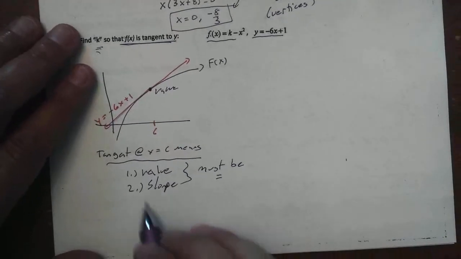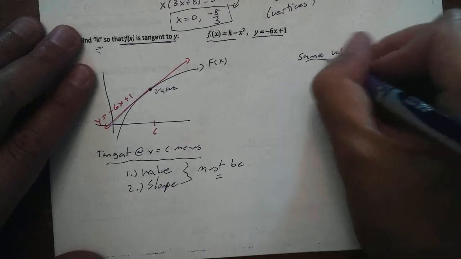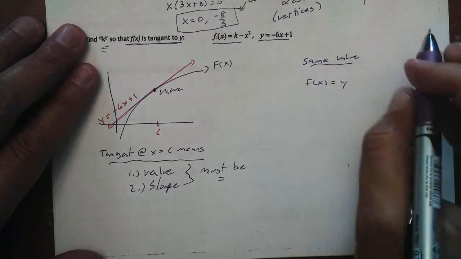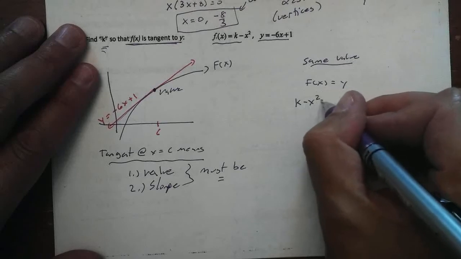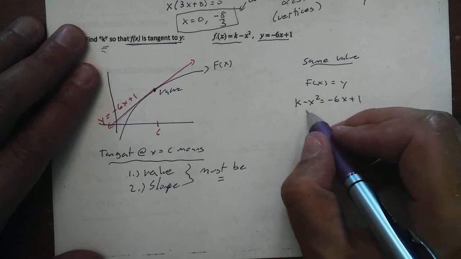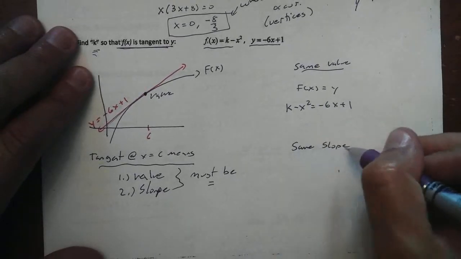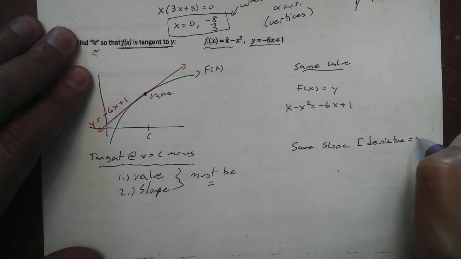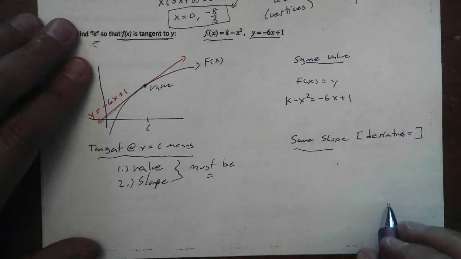So I can use that. Well, if they have the same value at that point, I know I can set f of x equal to y. So I can say that k minus x squared equals negative 6x plus 1. Well, this really doesn't help me solve anything right there. But I also notice that they have to have the same slope. And in the same slope, we are talking that their derivatives are equal. They have the same derivatives. And that is what we're going to use also.